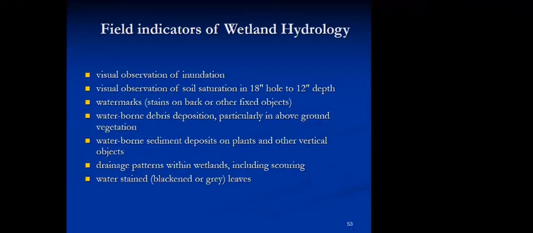The field indicators of wetland hydrology are mainly visual observation of inundation and visual observation of soil saturation. If we take a small bore or hole, moisture content and water are there. Also water marks, where water is above the ground during some part of the time, and waterborne debris deposition, particularly in the above-ground vegetation, waterborne sediment deposits on plants and other vertical objects, and drainage patterns within the wetlands, including scouring, water-stained leaves, and so on.